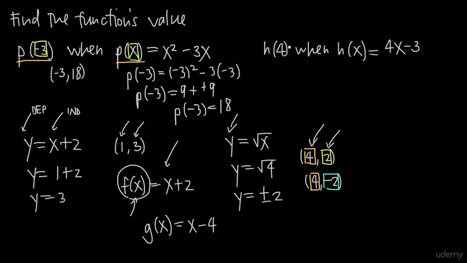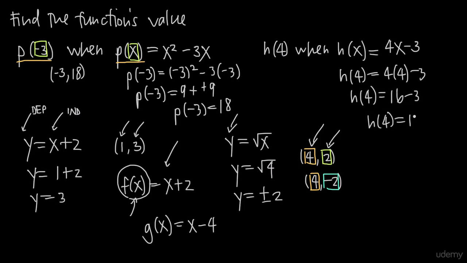Now here's another example. I want to find h of 4 when I have the function h of x equals 4x minus 3. So again, I'm just going to plug 4 in for x, and I'm going to say h of 4 is going to be equal to whatever I get when I plug in 4. h of 4 is going to be equal to 16 minus 3, or h of 4 is going to be equal to 13. So (4, 13) is a solution in this function.